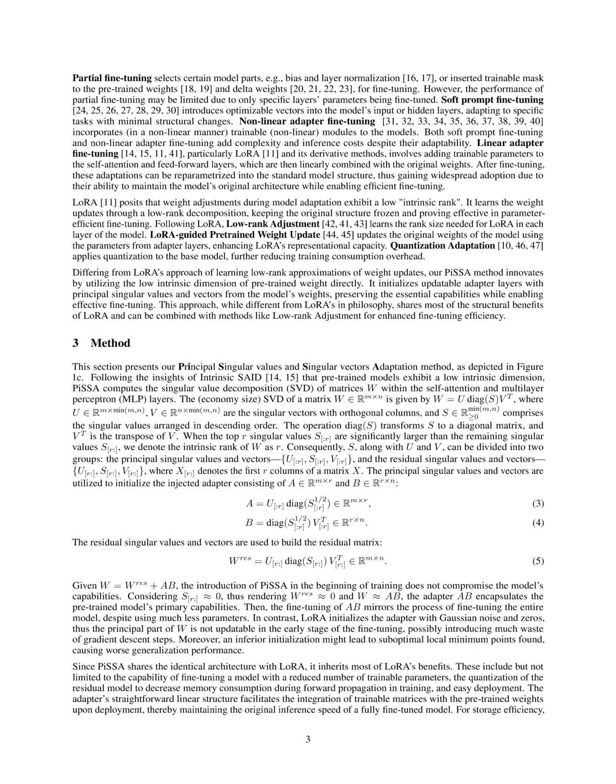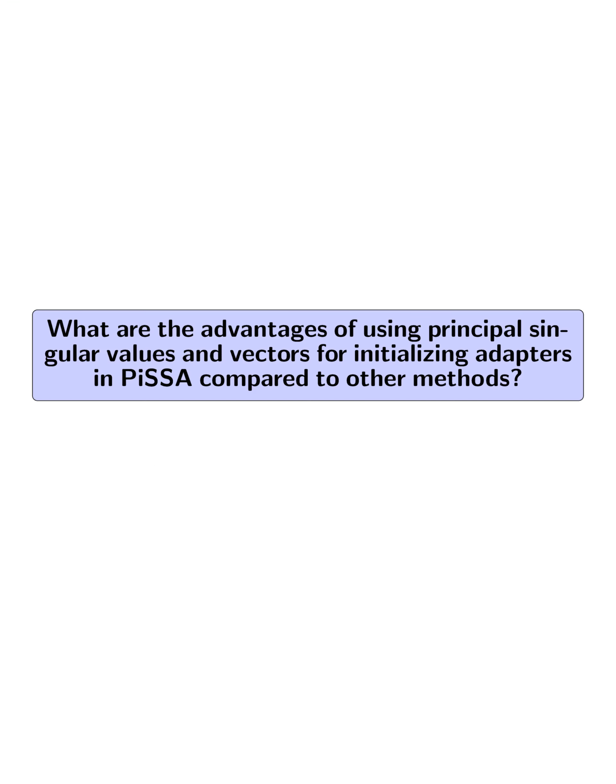Additionally, by reducing the number of trainable parameters and utilizing a linear structure for the adapter, PiSSA can effectively fine-tune the model with reduced memory consumption and without compromising its original capabilities. What are the advantages of using principal singular values and vectors for initializing adapters in PiSSA compared to other methods?